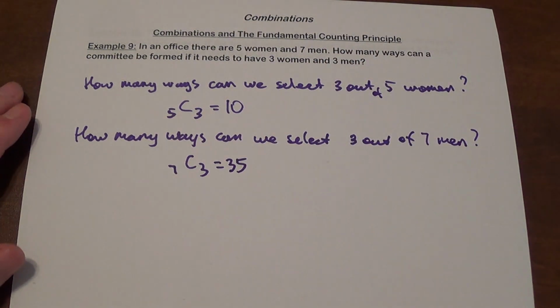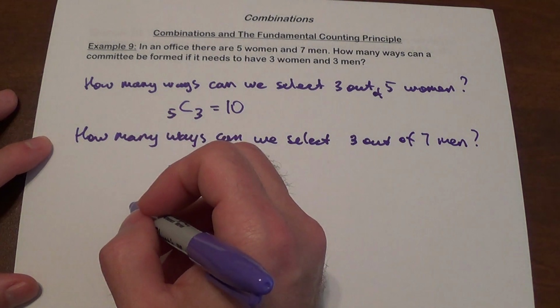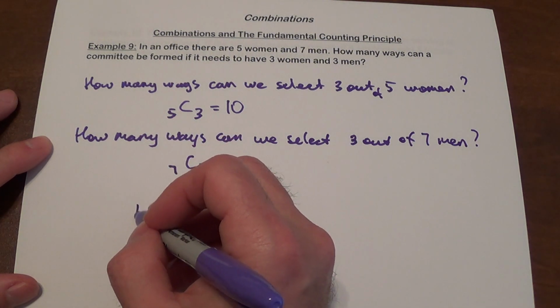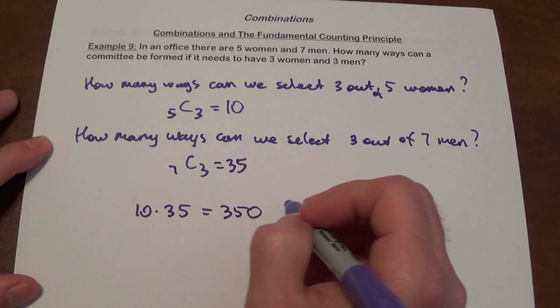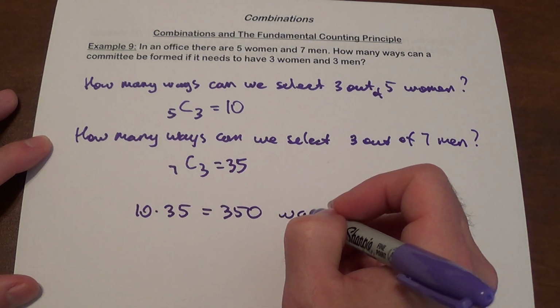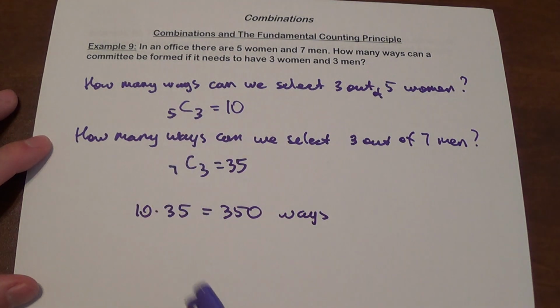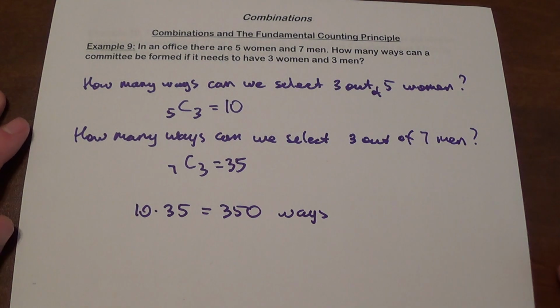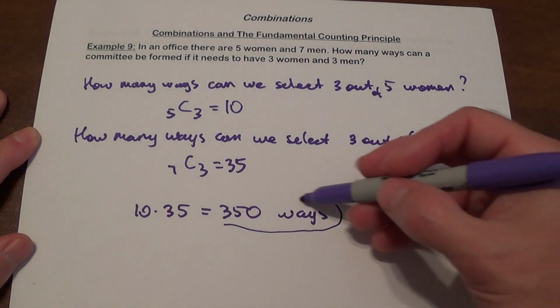So the total number of ways such a committee can be formed will be the product of those two numbers. So 10 times 35, 350 ways. Essentially multiplying this by that. That's actually the answer to this problem.